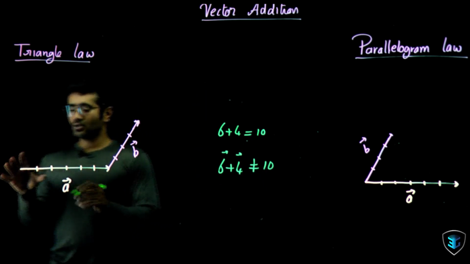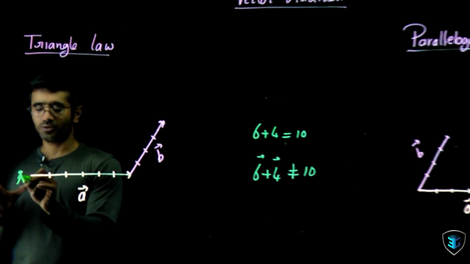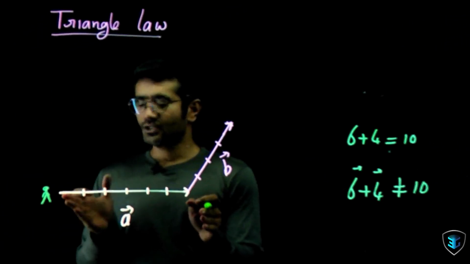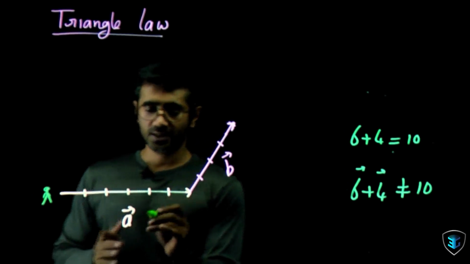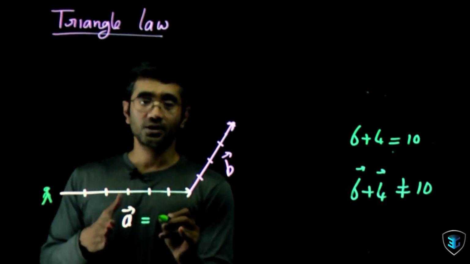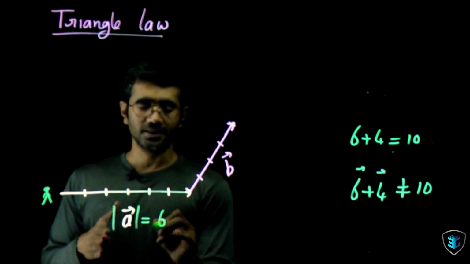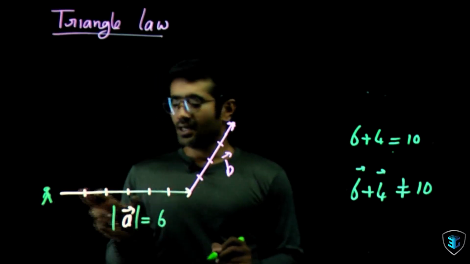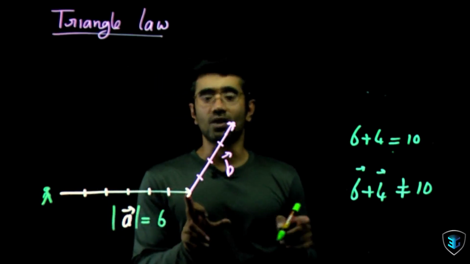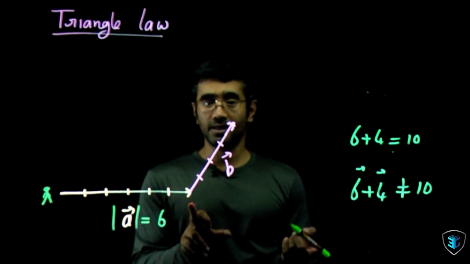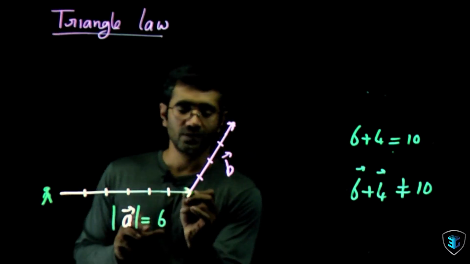Now look at this. Let's suppose we have a boy here who just wants to walk in this direction. So let's suppose he walks in this direction. Let's say the modulus of this vector A is nothing but 6. What do you mean by modulus? I'm just talking about how much he walked. Let's say 6 kilometers he walked, right? In the direction of this arrow.